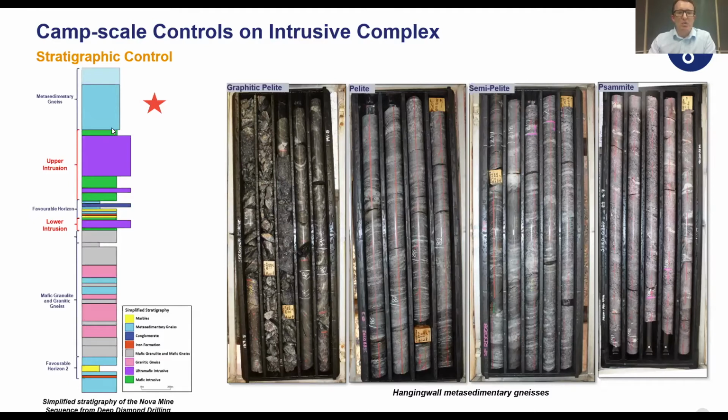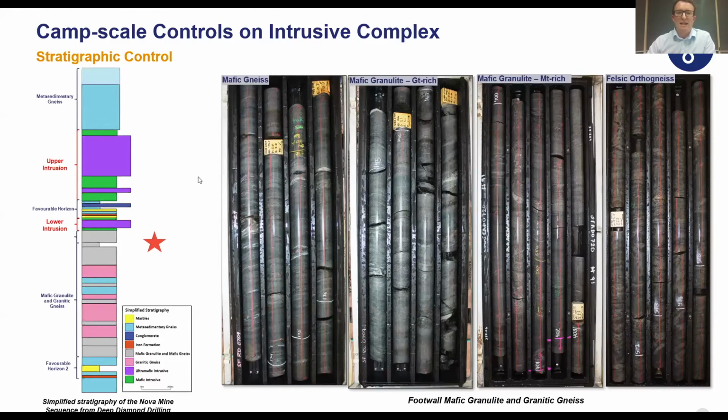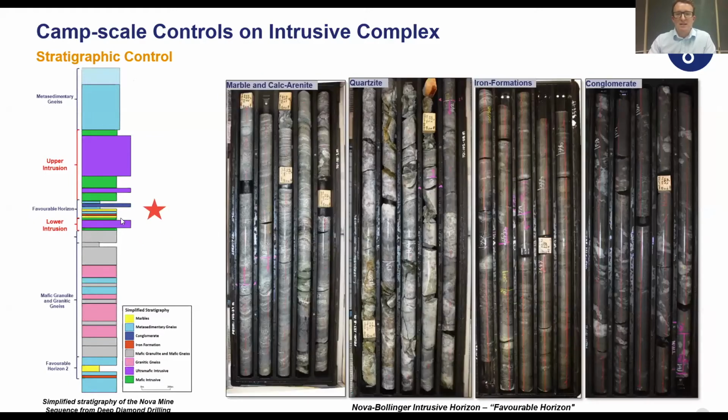In the hanging wall, we have a large package of metasedimentary gneisses, which range from graphitic, sulfidic pelites, shown here, through greywackes, pelites, semi-pelites, and psammites. In the footwall, we have a sequence of mafic gneisses, mafic granulites, and felsic orthogneisses. The key thing at this scale is that the hanging wall sequence and the footwall sequence are large, quite monotonous, and consist of large, quite simple packages. Whereas the sequence where the Nova-Bollinger intrusions are placed is quite different.